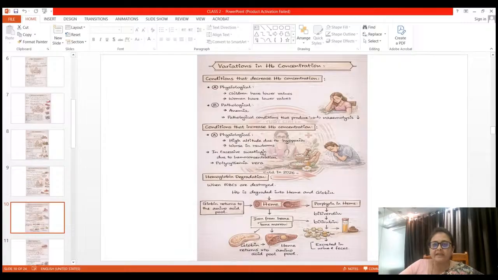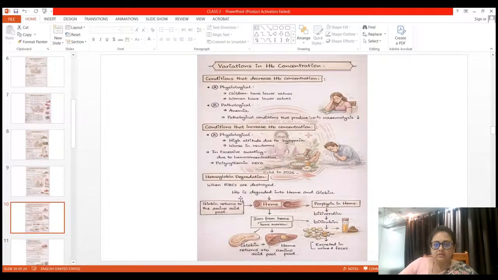In excessive sweating, due to hemoconcentration, there may be increased hemoglobin. And pathologically, polycythemia vera and other conditions like congestive cardiac failure, congenital heart disease, where there is hypoxia, and emphysema. In such conditions where there is hypoxia, even then, due to hemoconcentration, there is increased hemoglobin. Those are pathological conditions. So when there is hemodilution, there is decreased hemoglobin. When there is hemoconcentration, there is increased hemoglobin.